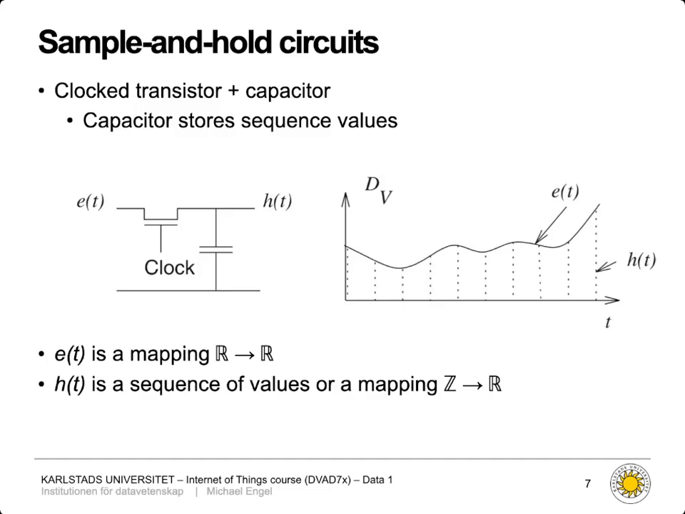So what we achieve using this very simple sample and hold circuit is we transform our signal from E of t, which is a mapping from real numbers to real numbers, so from a continuous time and value domain, to a sequence of values. So a mapping from Z, so just discrete, maybe integer numbers. So you just count steps, so 0, 1, 2, 3, and then you multiply them with, for example, 10 milliseconds. So you can easily say it's a mapping from just discrete numbers and steps, but we still have real numbers in the value domain. So we still have continuous values in the value domain that we have to work with.